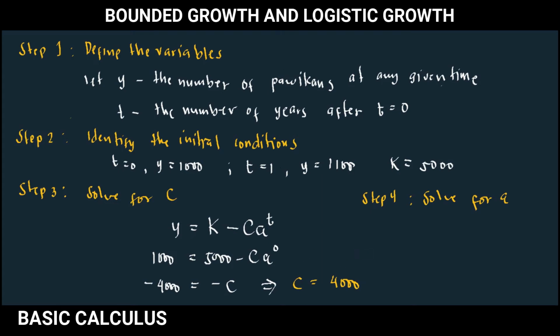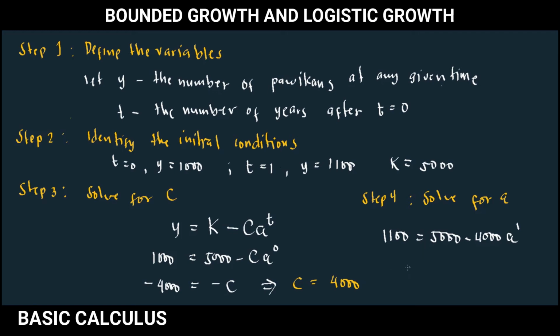So here we have the value of y, which is equal to 1100. 1100 is equal to the value of k, which is 5000, minus the value of c, which is 4000, then times a, raised to 1, since the t here is equal to 1. Then let's simplify this and solve for a.